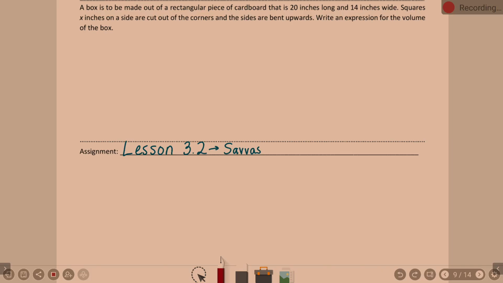And we're actually going to do volume and area. Okay. Draw a picture. What do we have? Rectangular piece of cardboard. Okay, there's my rectangular piece of cardboard. I know it is 20 inches long and 14 inches wide.